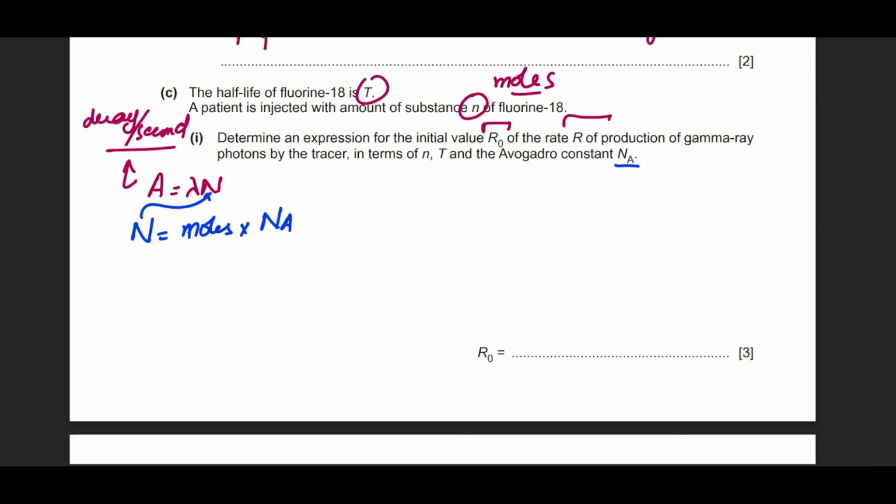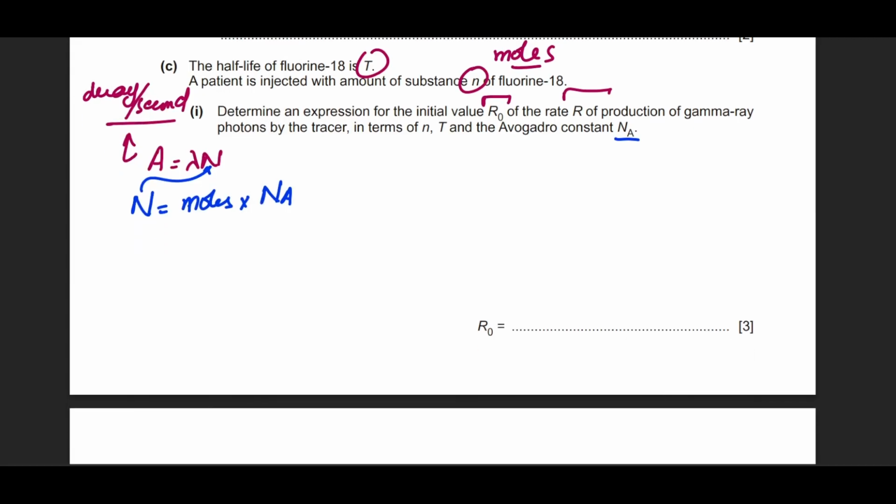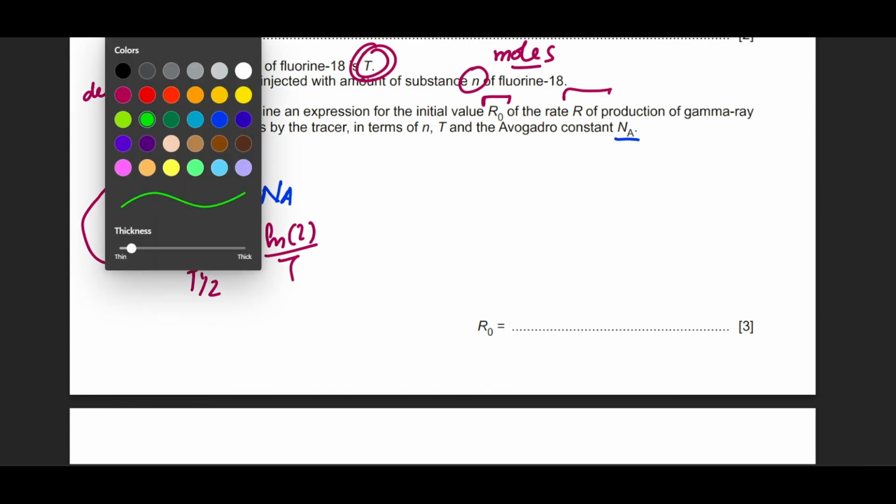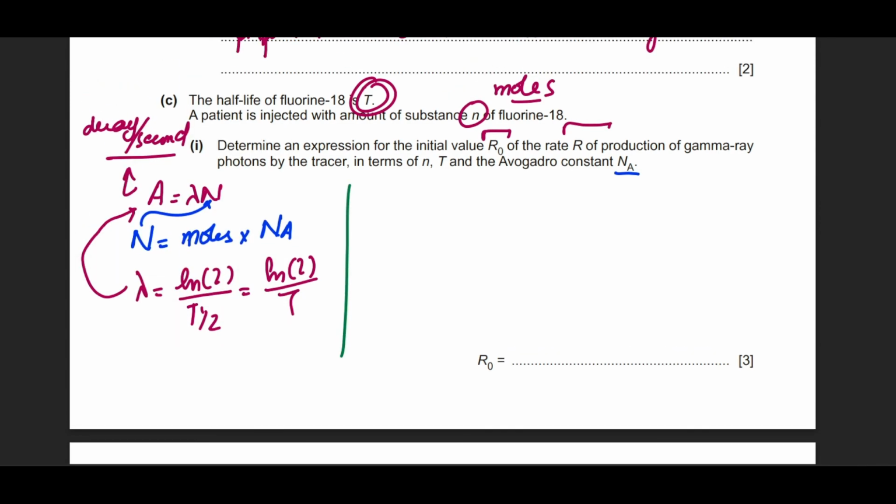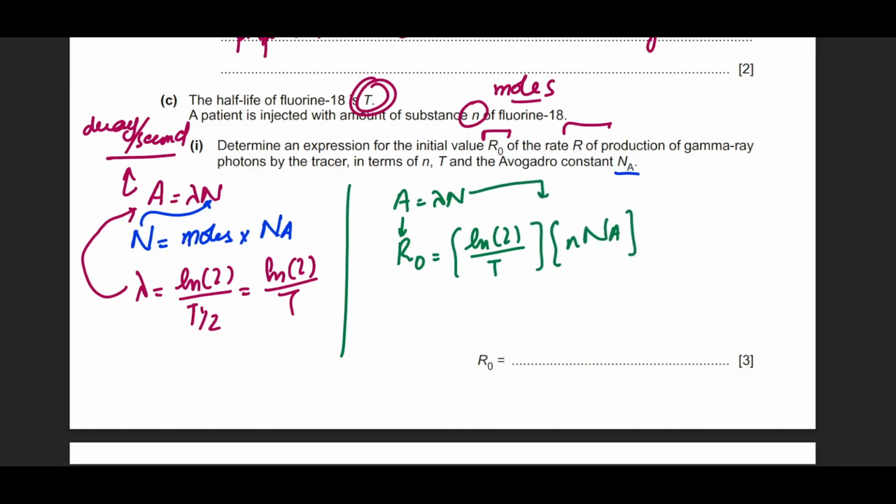So we can replace this over here, but let's find lambda. We have an equation that lambda is equal to ln 2 divided by the half-life. As he mentioned, a variable for half-life. Yes, that is T. So this is going to become ln 2 divided by T. So we have the variable for lambda, we have the variable for N, we have their equivalent representations. Let's combine them together. So A equals lambda N. A gets replaced as R naught, equals lambda, which gets replaced as ln 2 divided by T, and N gets replaced as moles, n, multiplied by Avogadro's number.